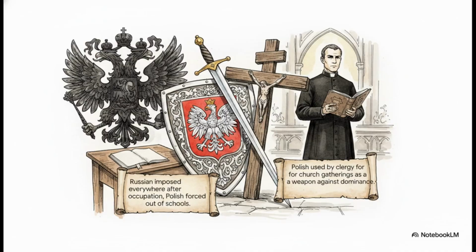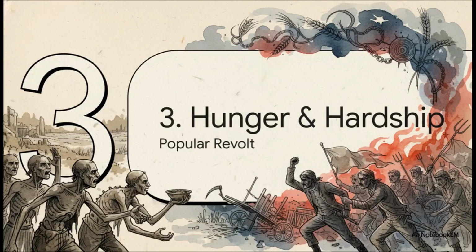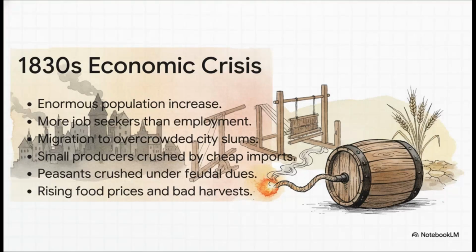Our next topic is hunger, hardship, and popular revolt. Now, while the middle class was busy debating philosophy, the common people were facing a desperate economic struggle that ultimately fueled the raw, physical spirit of rebellion. The first half of the 19th century, particularly the 1830s, brought immense, crushing hardship. Just look at these compounding factors.